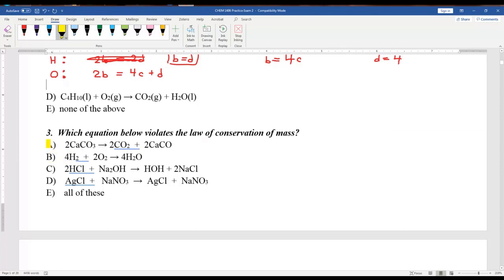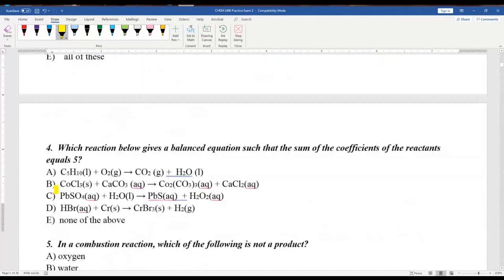So this one violates the law of conservation of mass. It could be that there's something else going on there, but yeah, that violates the law of conservation of mass, and this one violates the law of conservation of mass. So there's actually 2 answers here. All right, cool.